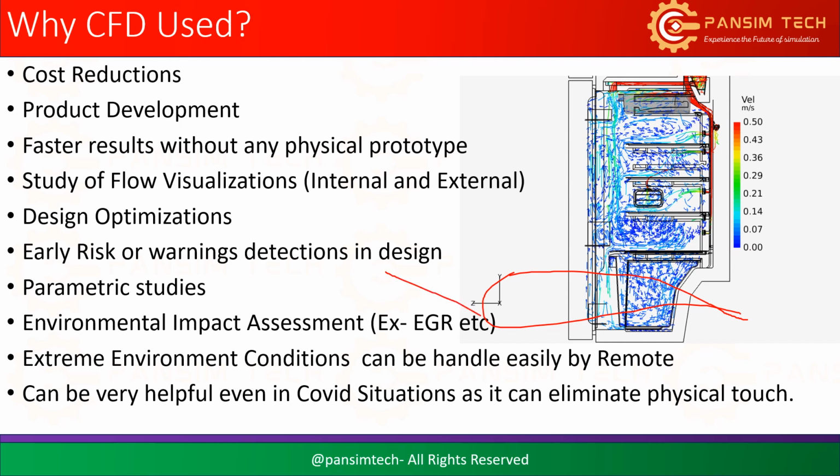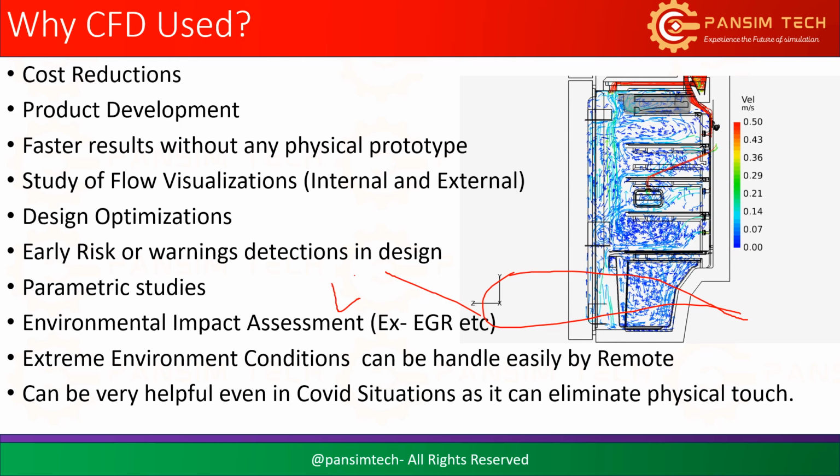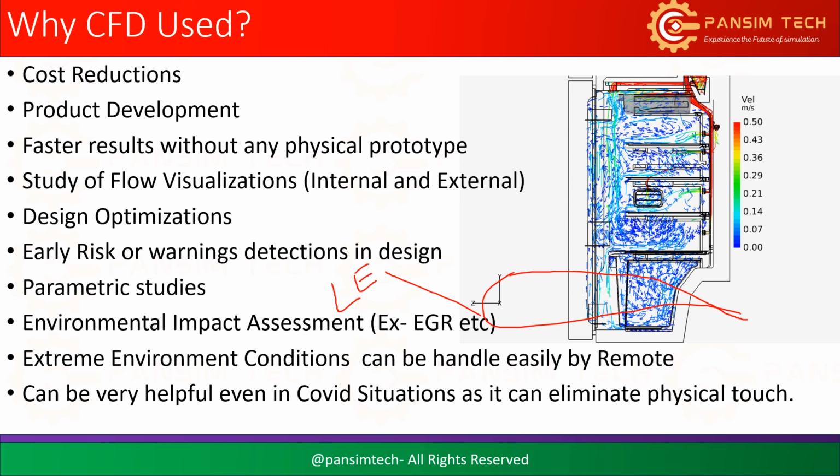This is called leading edge, and here this is called trailing edge. If you want to change the angle of the leading edge and trailing edge, and see how this aerofoil shape fan blade is changing, that study is called parametric study.